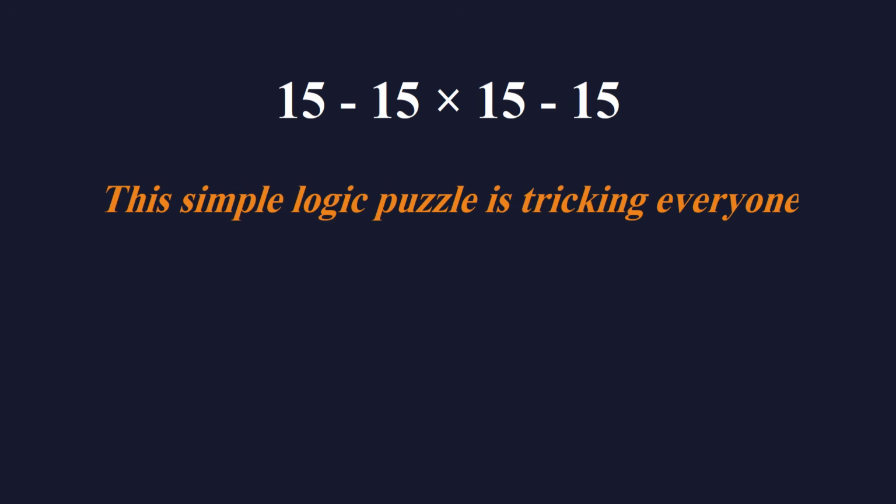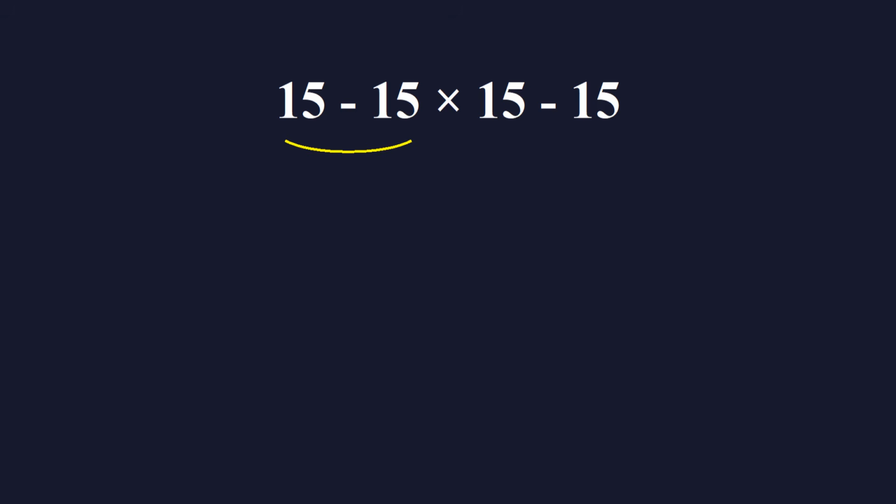Here is what's happening in this video. 15 minus 15, which equals 0, times 15 minus 15 equals 0. Now we have this problem. 0 times 0, which equals 0.